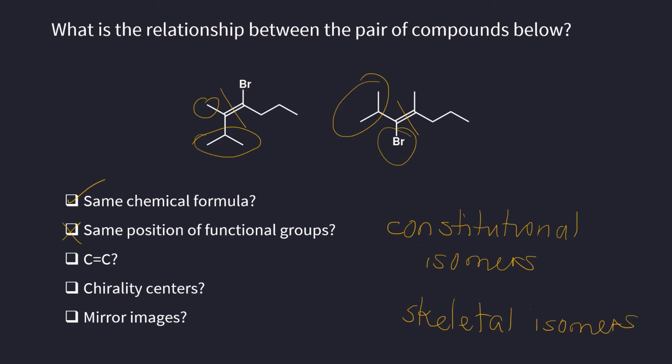You'll notice that this methyl group is located at the 2 position, whereas the methyl group over here is located at the 4th position. It is a skeletal isomer and not a positional isomer because we're moving a carbon atom, and therefore we're changing up the carbon skeleton.